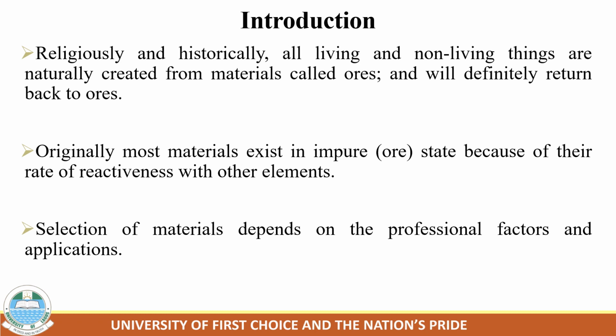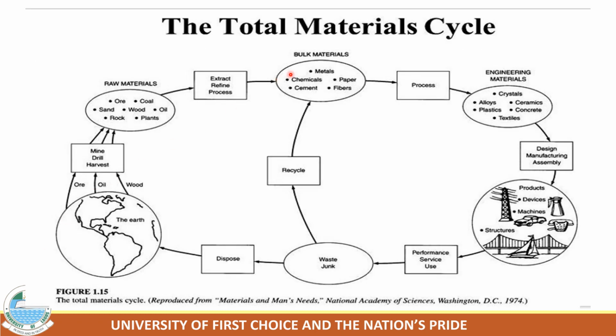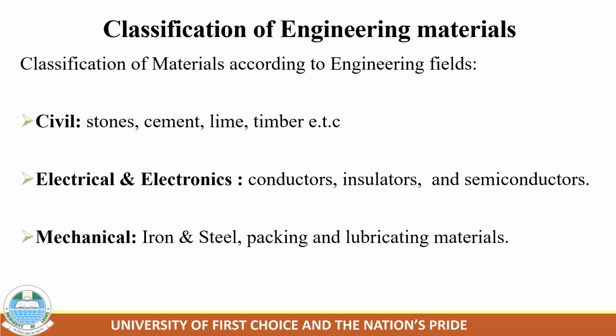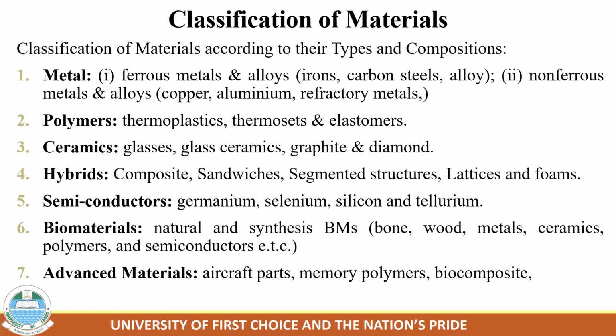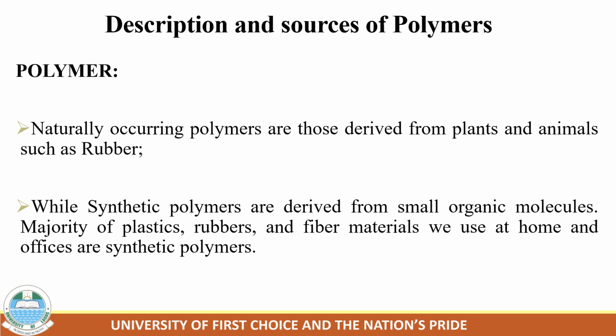Having done that, I introduced you to the total engineering material cycle: how the raw materials are extracted from the earth's crust, move down to where we use them at home, at the lab, everywhere, and go back to the earth's crust. We also classified engineering materials according to the engineering field, and according to their types and composition.